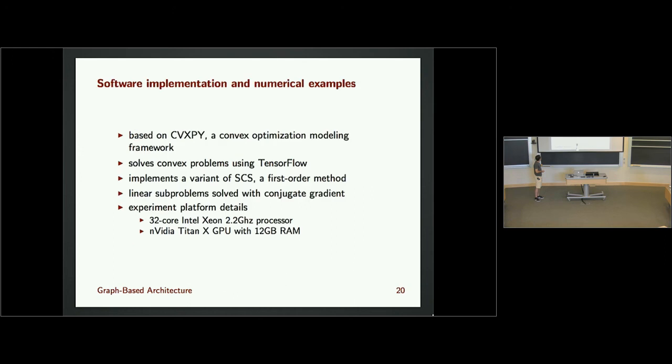So we've implemented all this in CVXPY, or on top of CVXPY. So basically, it takes a CVXPY problem, and then it generates a TensorFlow graph to solve that problem. And it's using essentially SCS, so using an indirect method to solve linear systems. And then this is basically ADMM for cone programs. And so we ran some computational experiments to see how this compares using Titan X GPUs.